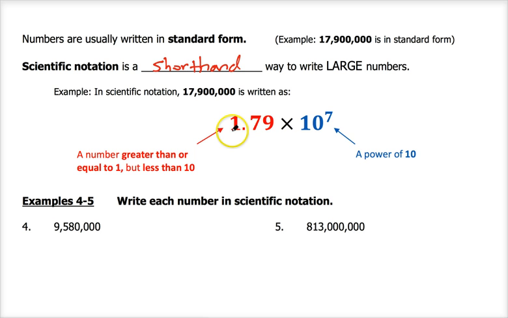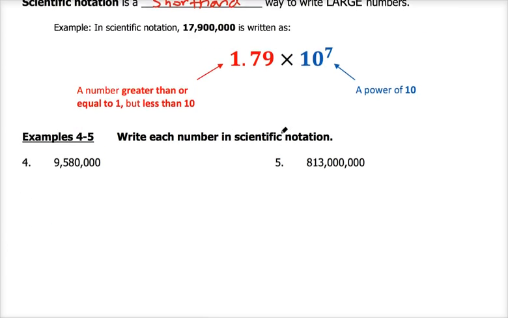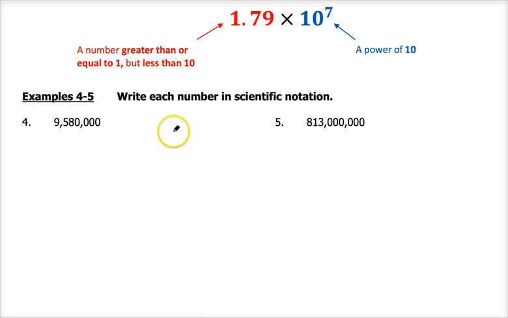We have a number that is greater than 1 but less than 10, and we multiply it times a power of 10. And that's what I have written down here in this red and blue font. A number, and it can be a decimal, between 1 and 10 times a power of 10. And that's usually a shorter way to write large numbers. So this, for example, is how you write 17,900,000. You write it as 1.79 times 10 to the 7th power. So in examples 4 through 5 here, we're going to practice writing each of these numbers in scientific notation.